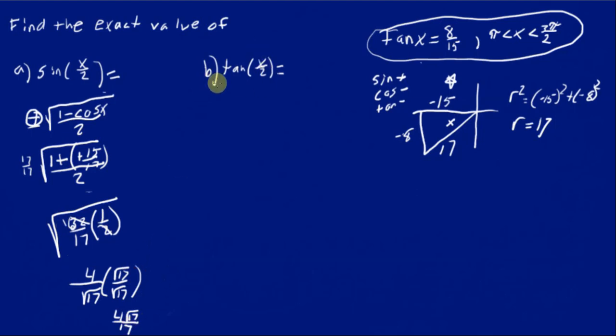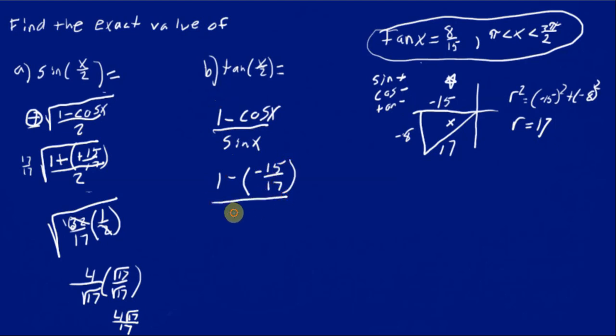Okay, moving on to the tangent. I've got three choices. If you choose the first one, you have to know the tangent's negative. But I'm going to go ahead and just use the middle one. And the middle one was 1 minus the cosine of x divided by the sine of x. So 1 minus the cosine of x, just like on the other one, that's going to be a negative 15 over 17. And that's going to be divided by the sine of x, which is negative 8 over 17.